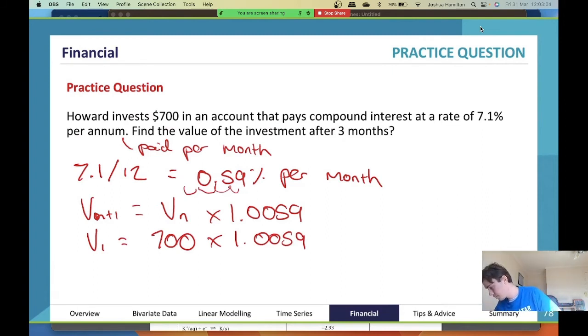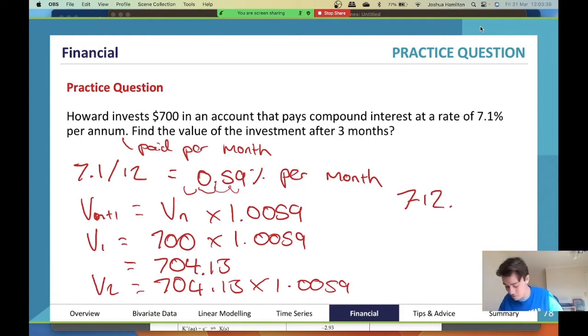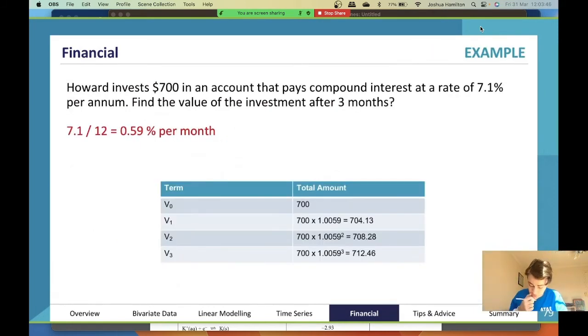And I get my value, which would be 704.13. And then I run through the next two. So V2 equals 704.13 times 1.0059. And then I would do that again, and I end up with a value of 712.46 for our third one. So as you can see, you can cube it, but sometimes it can be a safer bet to go through them initially.